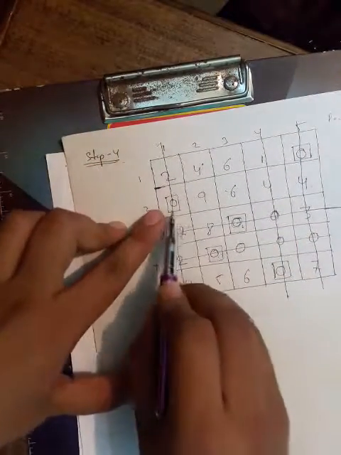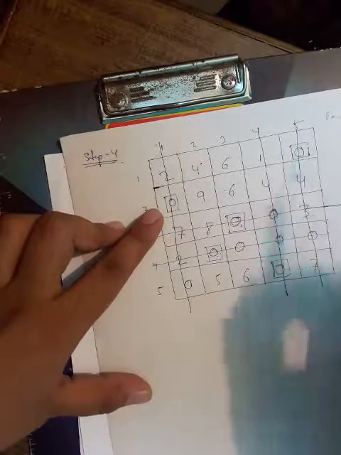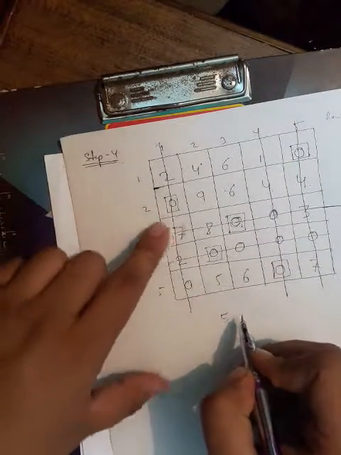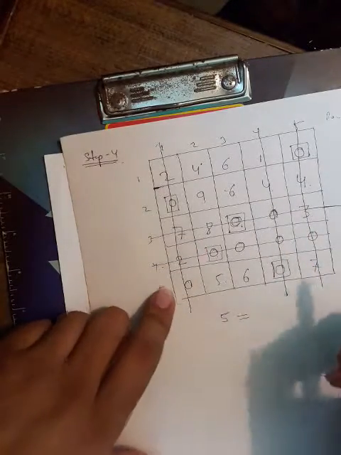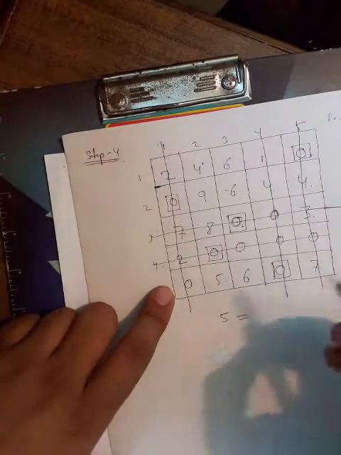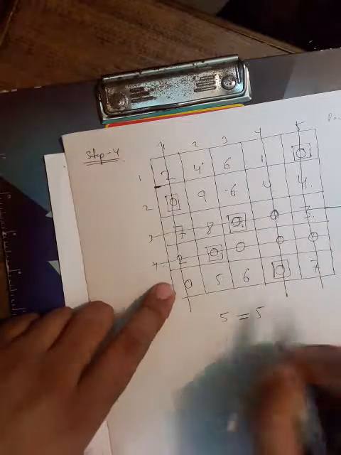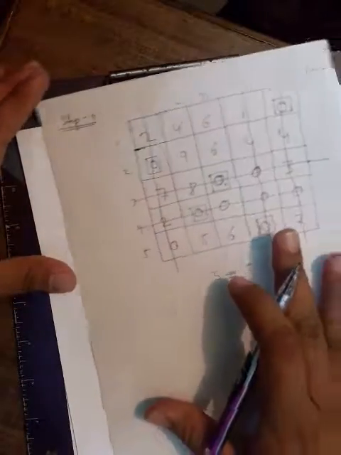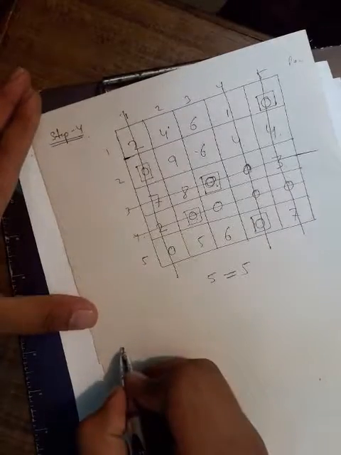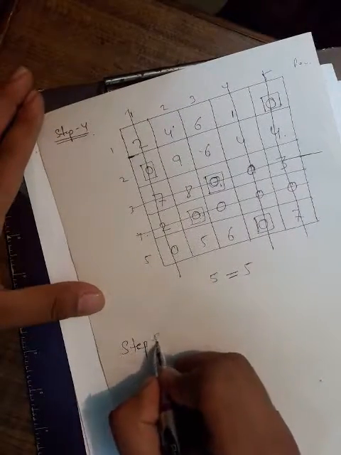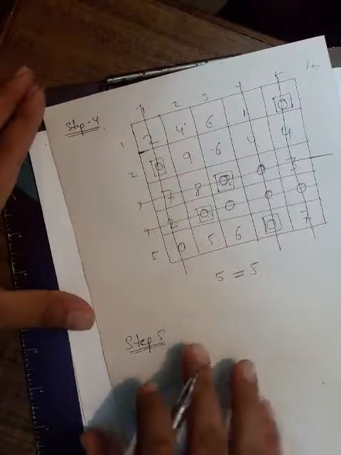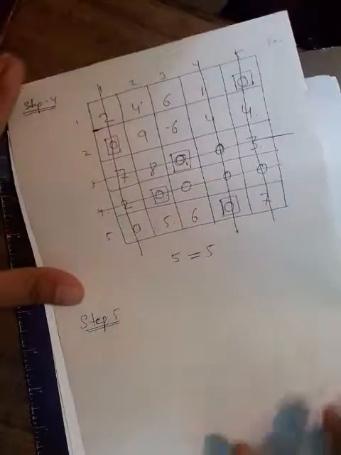Now count the allocated values: 1, 2, 3, 4, 5. Since the 5 allocated values are equal to the elemental values, meaning the number of rows or number of columns, which is 5, and since it is equal, our optimization has been reached. So I will move to step 5. In step 5 we will find the total time taken.